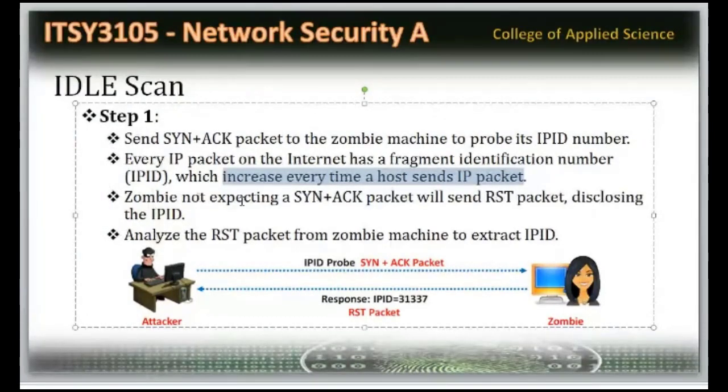Now, the zombie is not expecting the sync plus acknowledgement. I'm giving sync plus acknowledgement, but it is not expected. It is something sudden, there is no chance for that. Because I didn't give any sync, I'm talking about this person, this person is now confused, getting sync and acknowledgement. Because I didn't give any sync to anyone, how can I get sync and acknowledgement? So this person is going to send a reset packet, disclosing the IP ID.